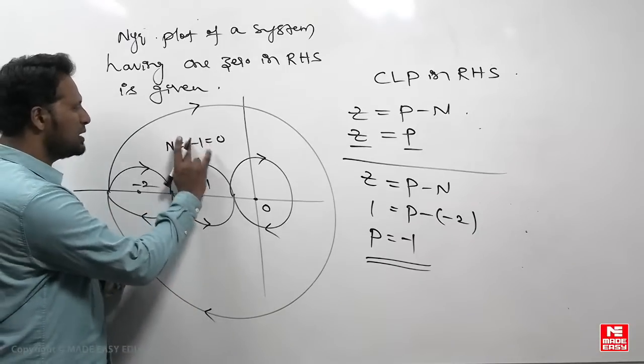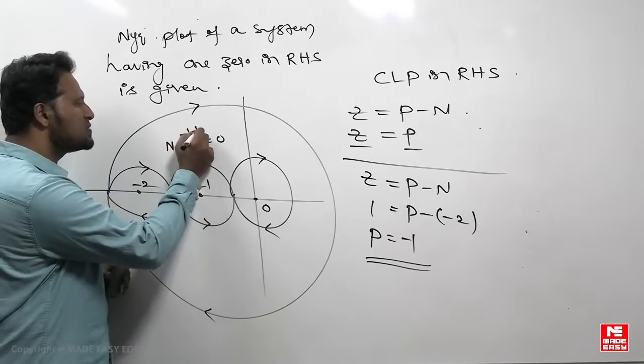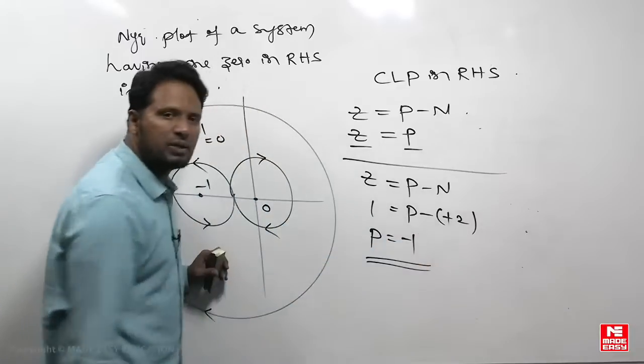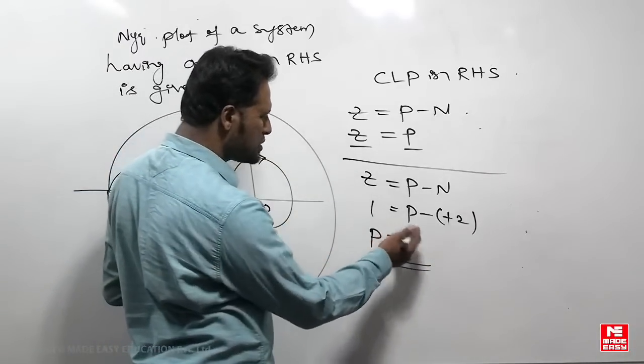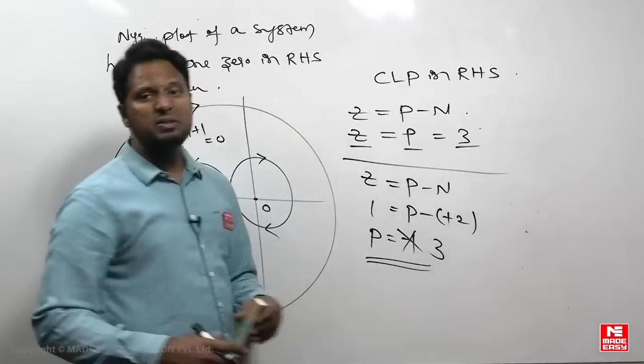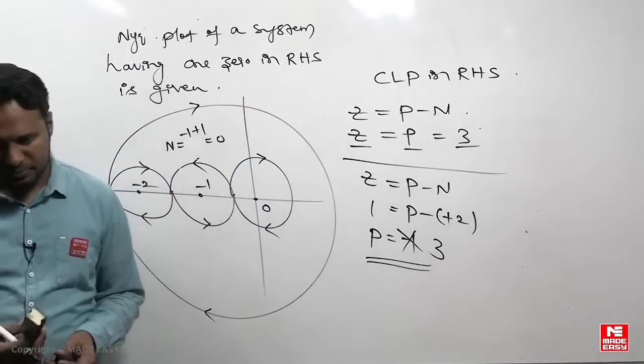तो अब ये क्या होगा? ये चेंज नहीं होगा, भले minus 1 plus 1 लिख लूँ, तो 0, 0 ही रहेगा, लेकिन ये वाली चीज बदल जाएगी. So, P is going to be 3. 3 closed loop poles will be in the right side. That way.